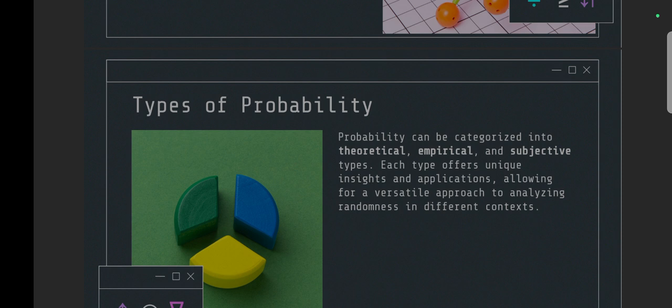The seventh one, cumulative probability. This represents the probability that the random variable takes on a value less than or equal to a specified value. It is useful in continuous distributions. Example: in a normal distribution, the cumulative probability for a certain z-score indicates the probability that a value falls below the score. Understanding these types of probability helps in selecting the appropriate methods for analyzing random phenomena in various fields.